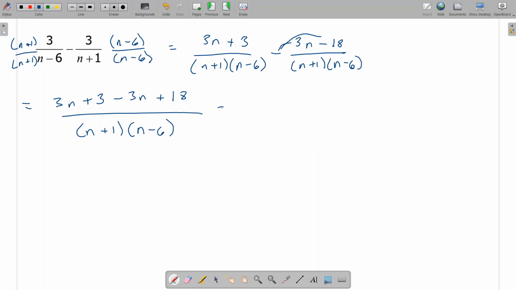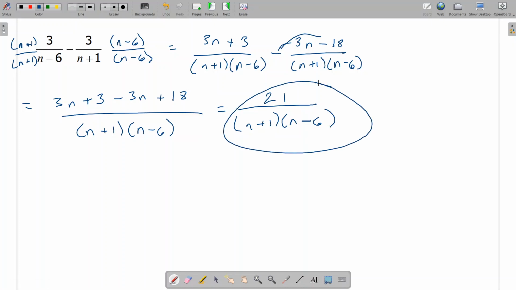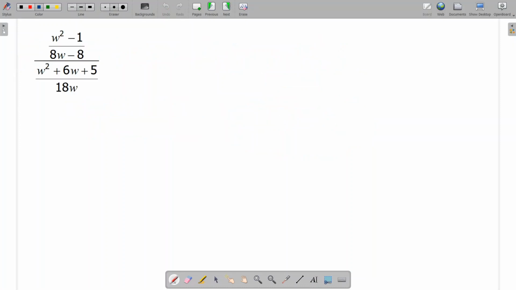So let's combine our terms in the numerator. We would have the 3n's cancel, so just a 21 in the numerator. And we don't have any common factors, so that means that this is our final answer. Now, the only thing we haven't gone through yet are the complex fractions. So let's take a look at one of those.